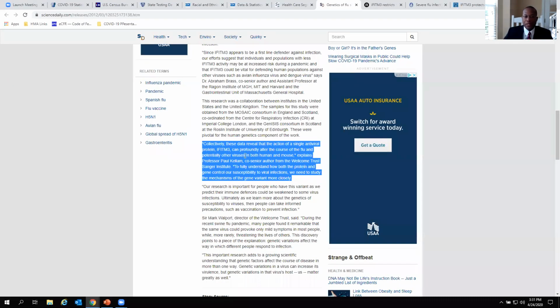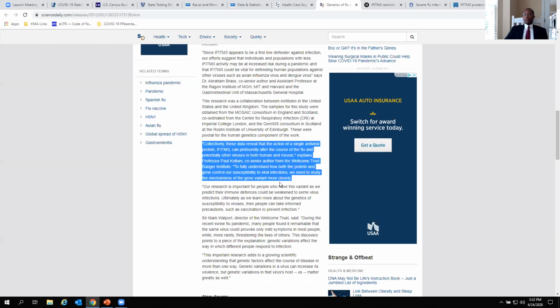Collectively, these data reveal that the action of a single antiviral protein, IFITM3, and I apologize to all of you infectious disease experts if I'm butchering the acronym, I'm not sure if that's how you pronounce it. Again, this is all in real time. These data reveal that the action of a single antiviral protein, IFITM3, can profoundly alter the course of the flu and potentially other viruses in both human and mouse, explains Paul Kellum. To fully understand how both the protein and the gene control our susceptibility to viral infections, we need to study the mechanisms of the gene variant more closely.